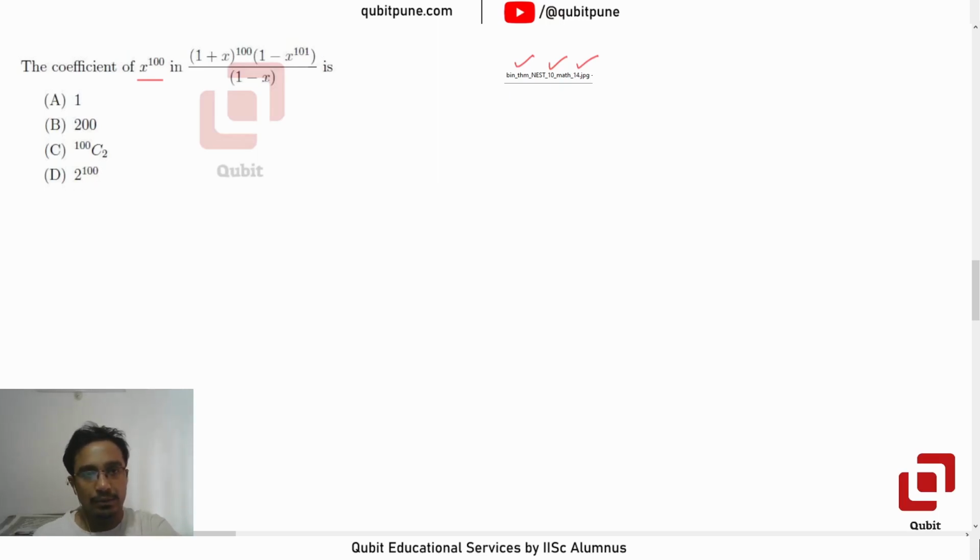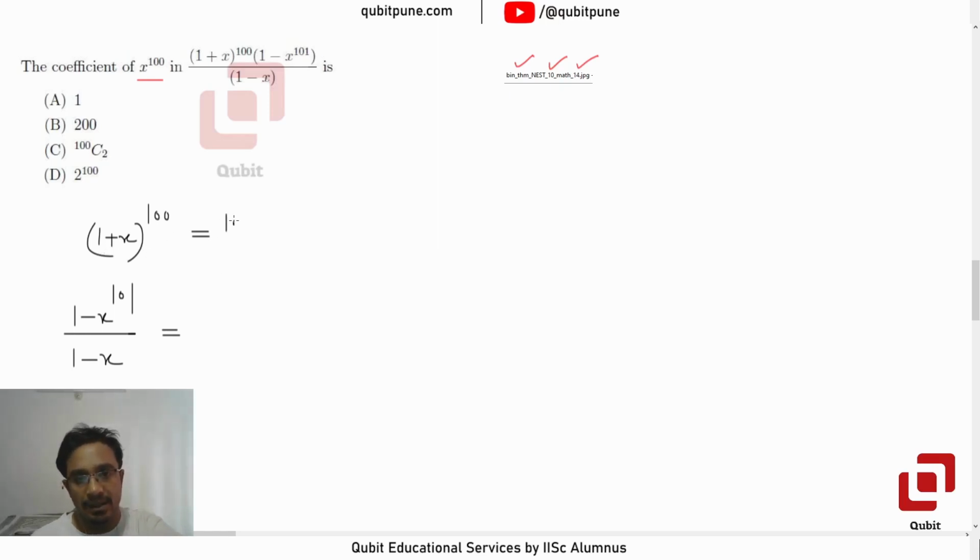Now what we are going to do is split the given expression into two terms. First term is (1 plus x) raised to 100. We can expand it using binomial theorem. And then we have this (1 minus x raised to 101) upon (1 minus x). We shall see how to simplify that. Now, what is the expansion of (1 plus x) raised to 100 using binomial theorem?